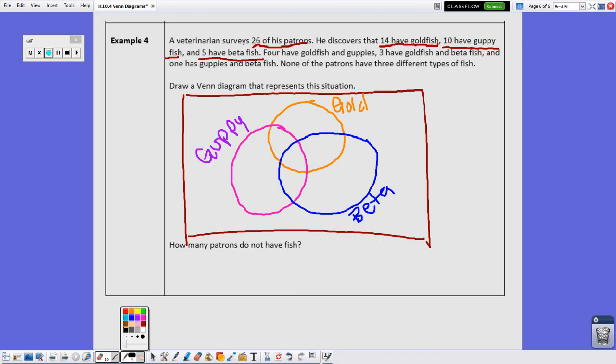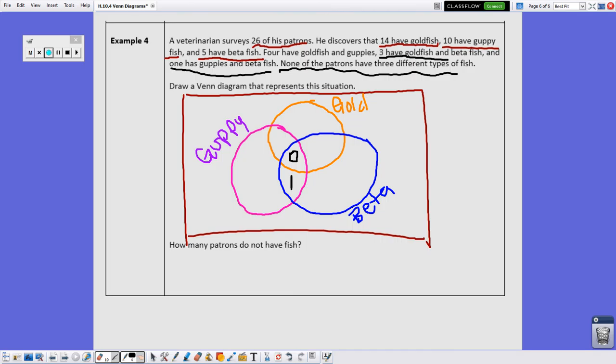So the last sentence says none of the patrons have all 3. So there's the big fat 0 in the middle here. None of them have all 3. Now we want to slowly work our way outside. So we need the guppy gold overlap, the gold betta overlap, and the betta guppy overlap. So let's go backwards a sentence. 1 has guppy and betta fish. So only 1 in the guppy betta overlap. Here's the guppy betta overlap, the pink and blue circles, and we write a 1.